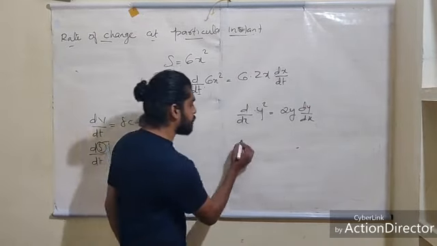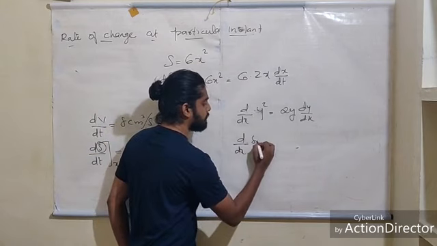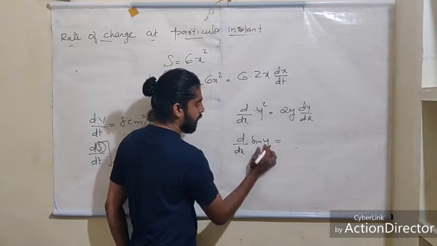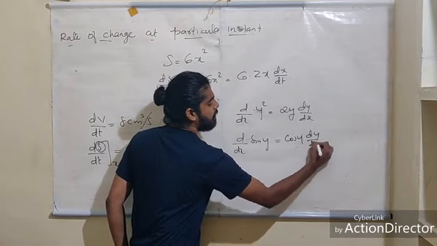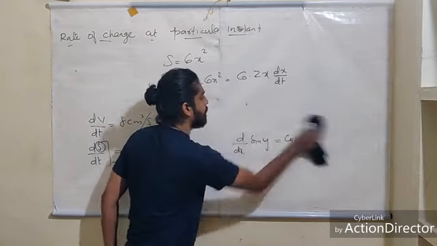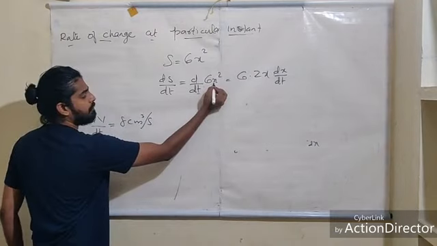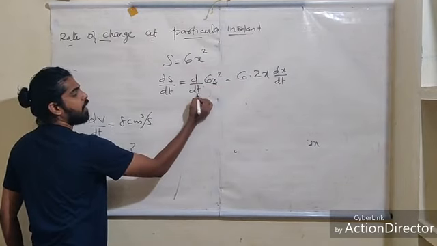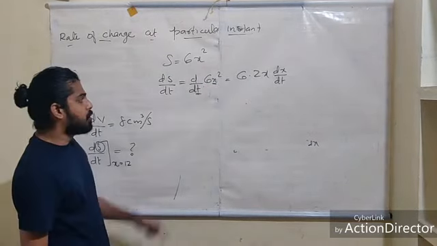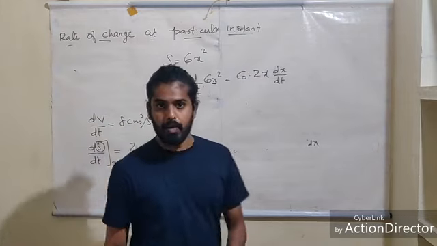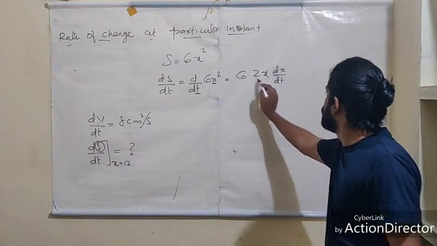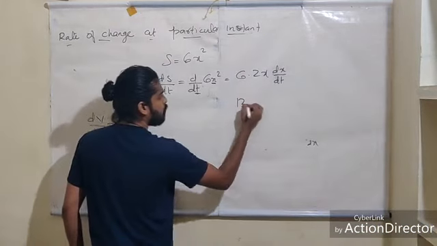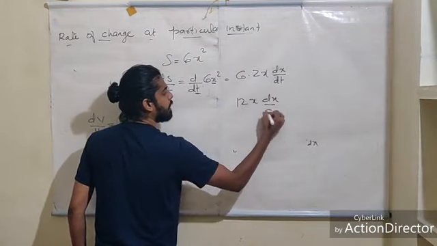Right. So the d by dx of sin y. Here it is y and here it is x. So the derivative will be cos y into dy by dx. Like that. Here it is x. The function is depending on x, and you are differentiating it with respect to t. So here will be a dx by dt. So 6 into 2, 12x into dx by dt. This is it. 12x into dx by dt.